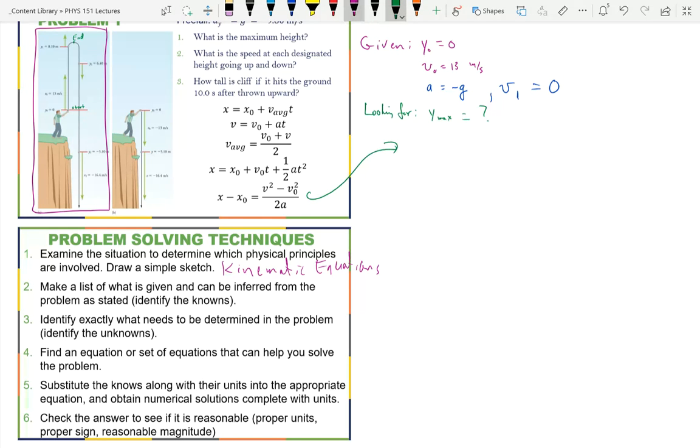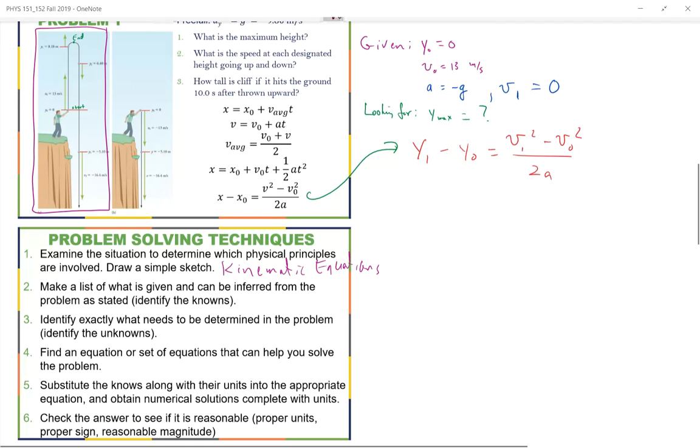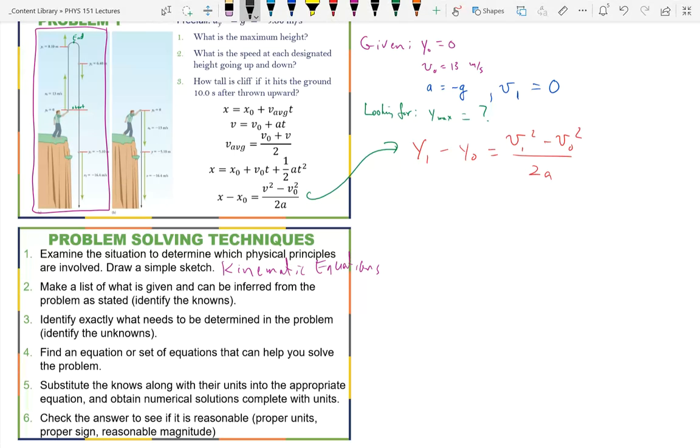And doing my work, I have y1 minus y0 equals v1 squared minus v0 squared all over 2a. I always solve and then put in numbers, except I evaluate zeros first because zeros just get in the way. So if I look at what's zero, y initial was zero. So I just set that to zero. And v1 was zero, so I set that to zero. And this becomes easier.